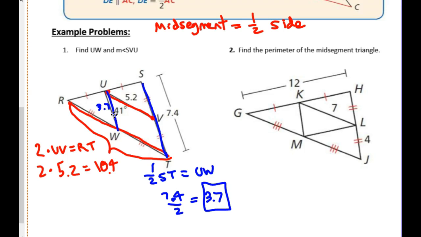Now, that's just finding missing sides. We need to do one more thing. Find the measure of angle SVU. Right here, S to V to U. Now, the only angle that's labeled is what? 41. So here's my question. What's the relationship between 41 and SVU?